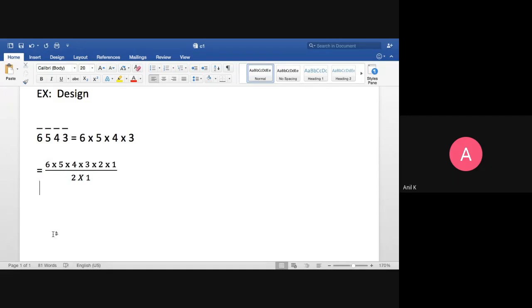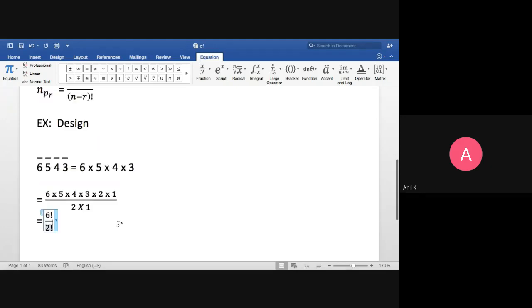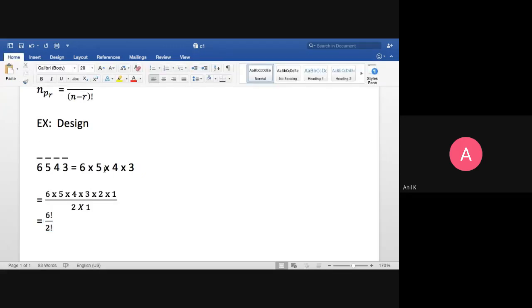Which is equal to, as the next step, let me insert the equation. In the numerator, 6 into 5 into 4 into 3 into 2 into 1 is nothing but 6 factorial, right? From 6 to 1, I have the multiplication of all the numbers, so that is 6 factorial. In the denominator, 2 into 1 is nothing but 2 factorial. This is the answer I got by our regular method, without using any formula. Now let me use the formula.